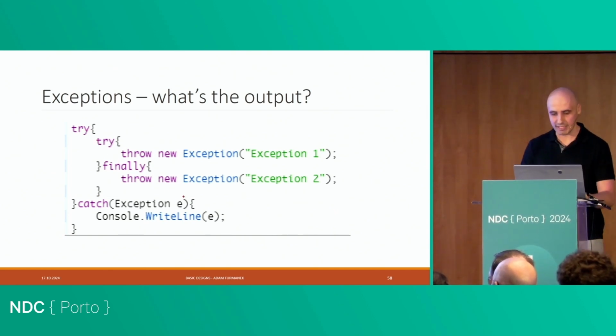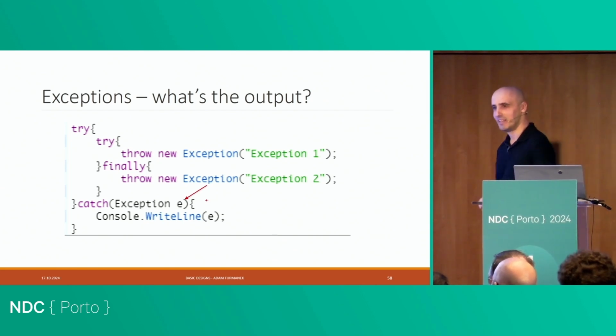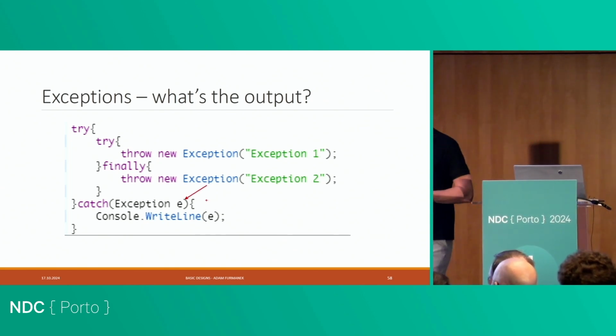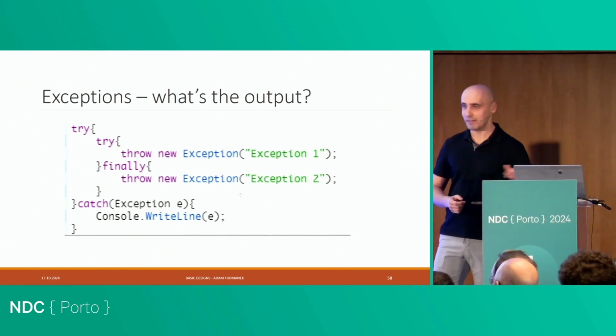Now the question is, what's going to happen? What exception do we get in this catch block? Exception 1, exception 2, exception I have no idea what I'm talking about? What's going to happen? Is it going to blow out?